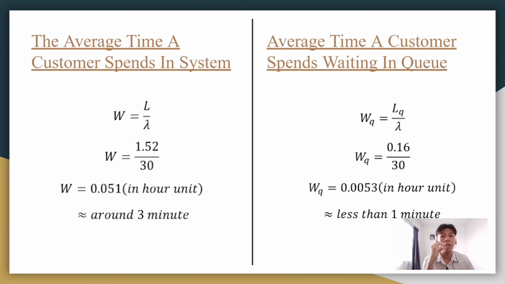The average total time a customer spends in the queue and the self-order kiosk in the system, W, is equal to 0.051 hour, which is around 3 minutes. Last but not least, the average time a customer spends waiting in the queue, Wq, is equal to 0.0053 hours, which is less than a minute.